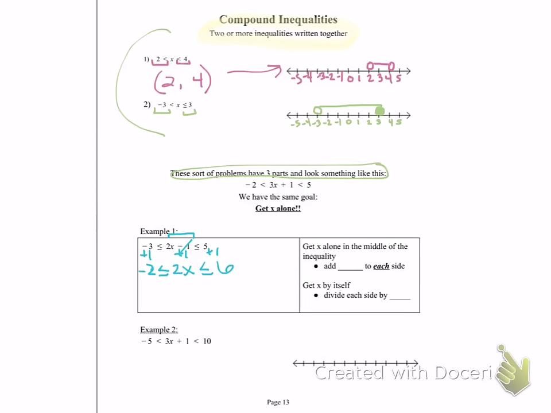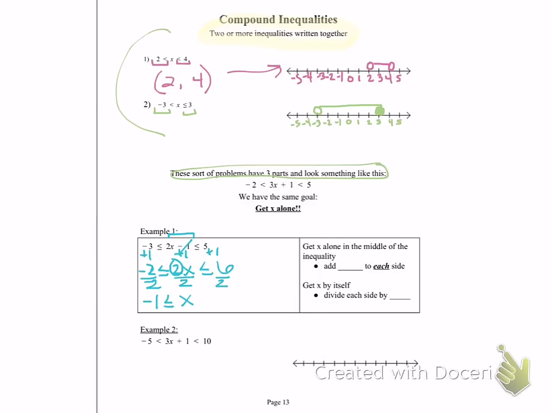Now I still have to get rid of that 2. I've got a 2x, so we have to divide each thing by 2. So -2 divided by 2 gives me a -1. I drop down my inequality sign. I've got an x in the middle, which is our goal, to isolate that variable.